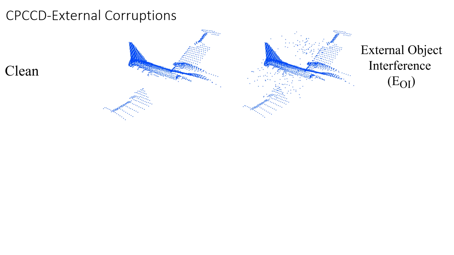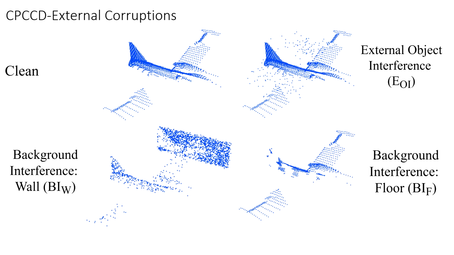External corruptions are the type of corruptions that add points from other objects or backgrounds into the scene. One such case is when there are points that belong to other objects. And the other one is when there's a background surface, like a wall or a floor, in the scene.